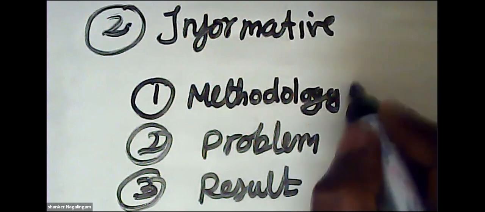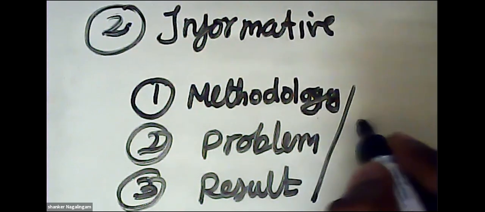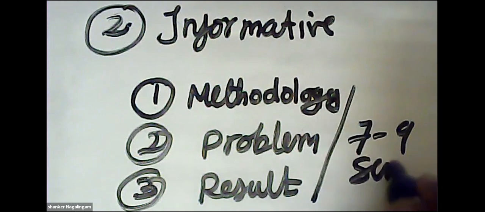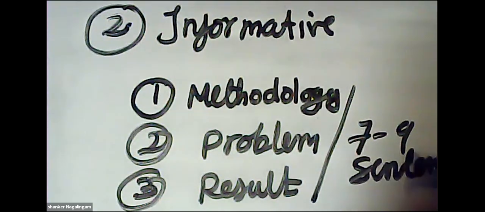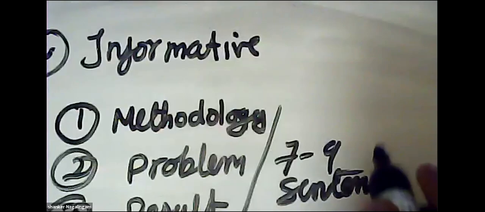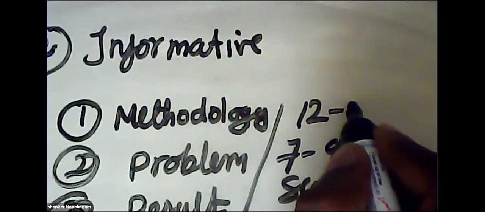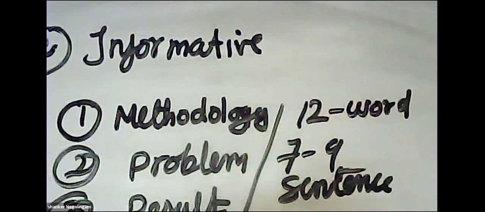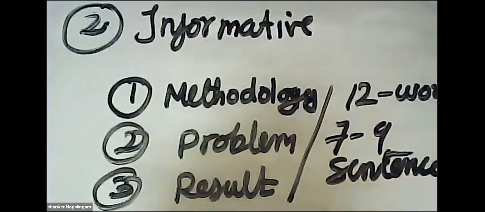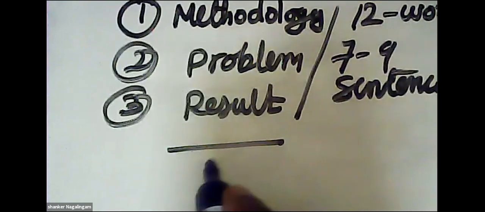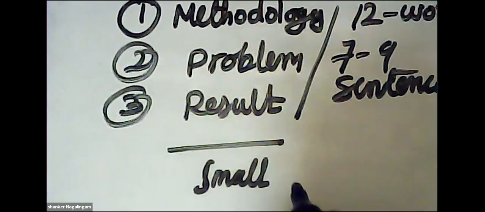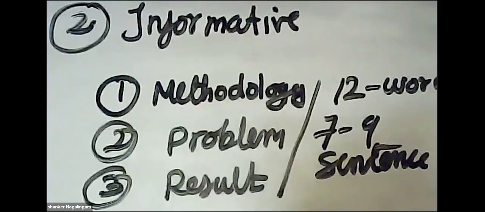Of course, here also you can go for a minimum of 7 to 9 sentences. That is very important. And in terms of words, it will be around 12 words. See, it should be precise. When you talk about informative, it should be small compared to your descriptive abstract. Informative should be very cryptic, and that is why it is reduced into three sections: your methodology, your problem, and your result.